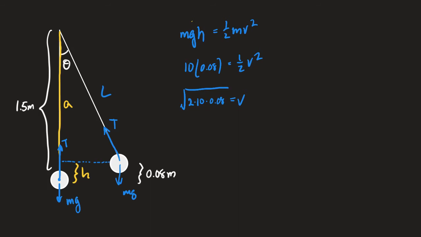I don't know what that is. So let's see, 2 times 10 is 20 times 0.08. It's going to be, oh, I don't know, square root of 1.6?